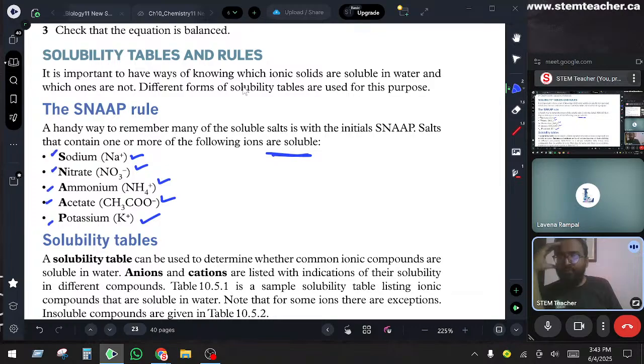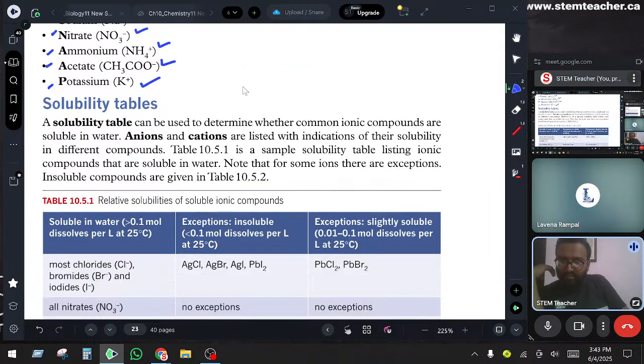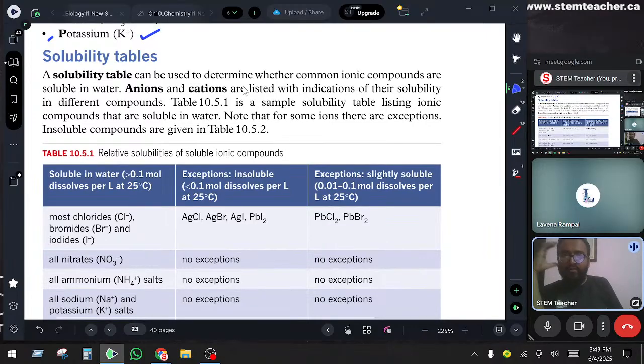It is important to know which ionic solids are soluble in water and which are not soluble. Different forms of solubility tables are used for this purpose. A handy way to remember many soluble salts is with these initials. Next, a solubility table can be used to determine whether common ionic compounds are soluble in water or not.